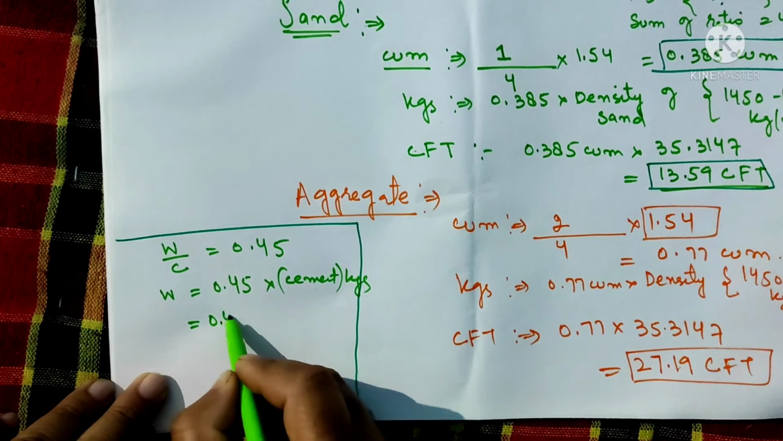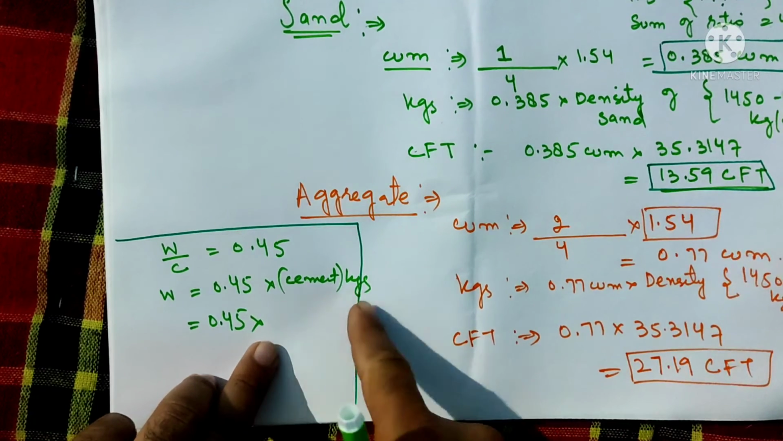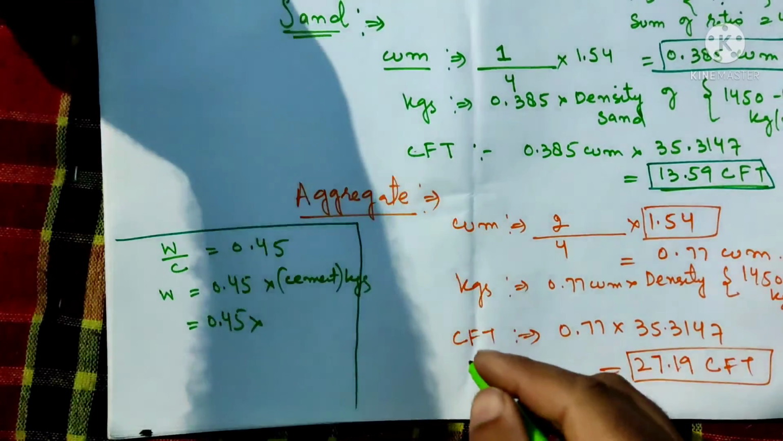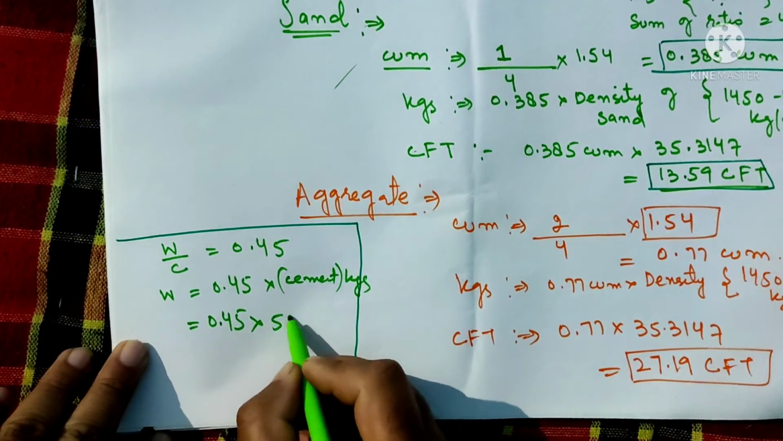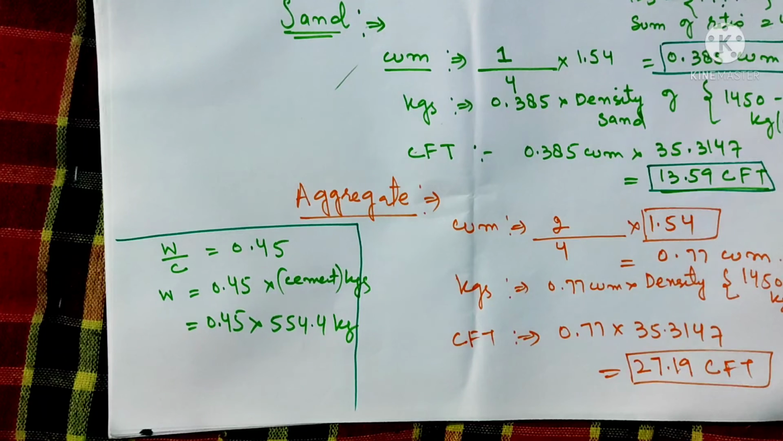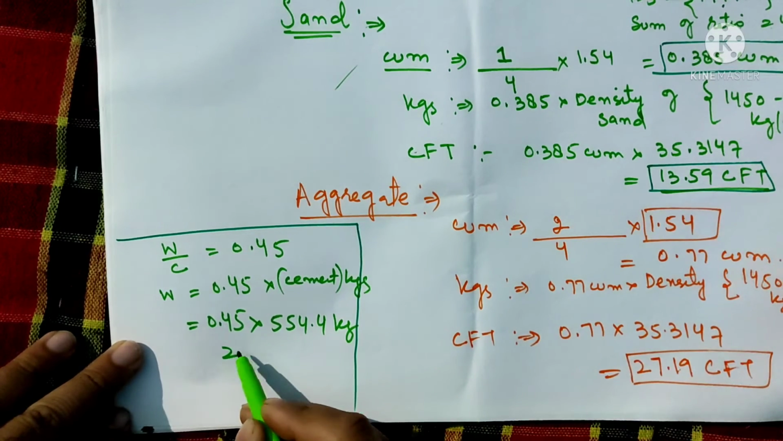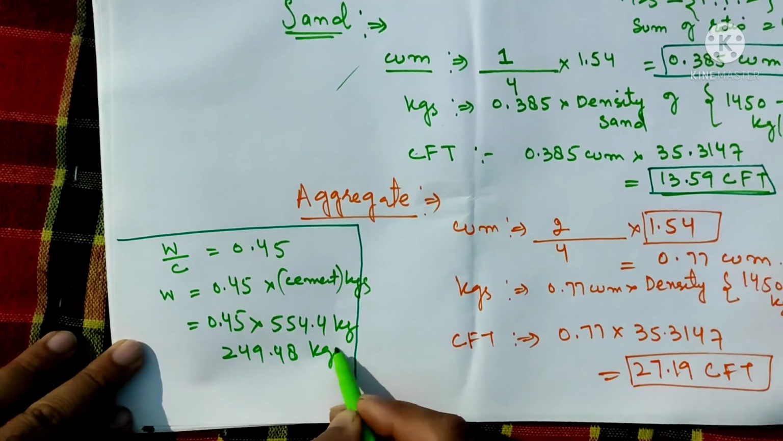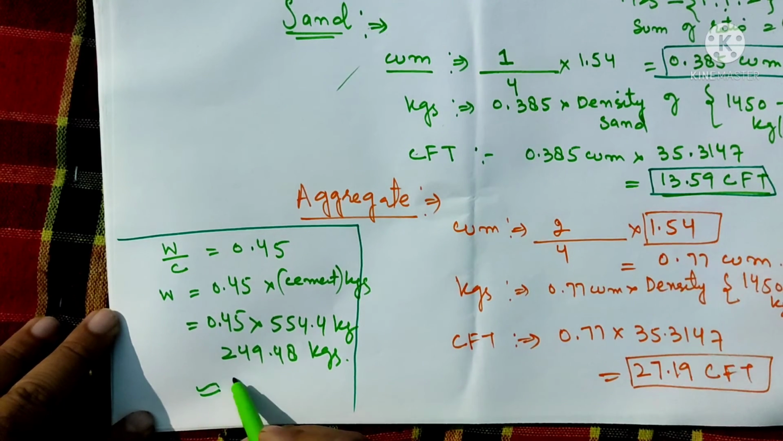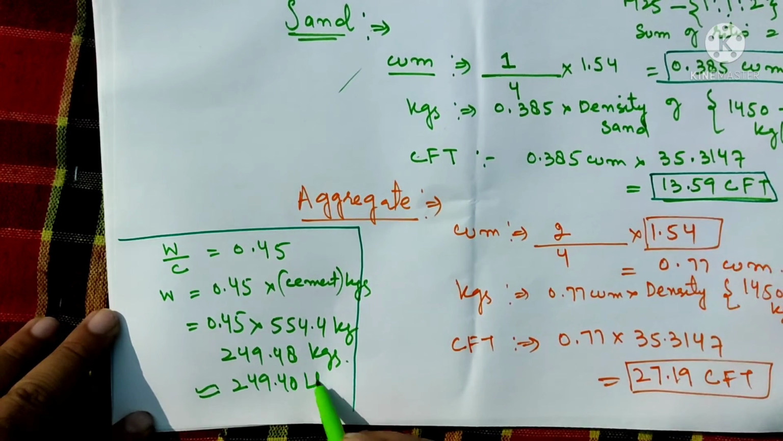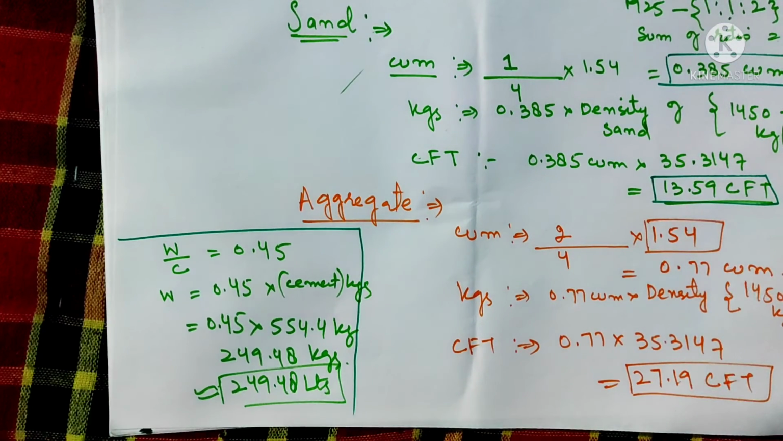So water is equal to 0.45 into how much cement we have utilized for 1 cubic meter. We have already calculated that we have 554.4 kgs. So let's calculate this. 0.45 multiplied by 554.4, it will come out to be 249.48 kgs. As the density of the water is approximately 1, we can say this is equal to 249.48 liters. This is the quantity of the water which will be used for the formation of 1 cubic meter of wet volume of concrete.